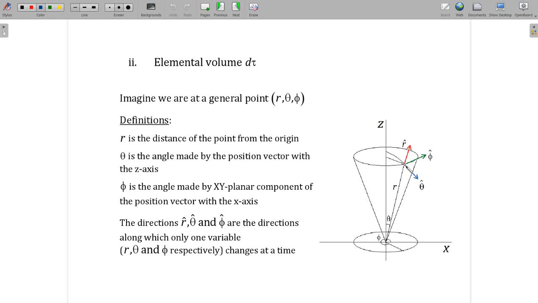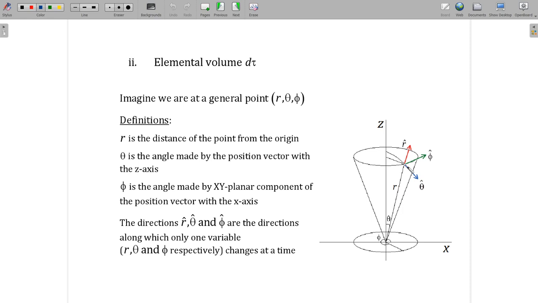Y cap is the direction in which y increases, x and z remain constant, and z cap is the direction in which z increases, but x and y remain constant. So similarly, exactly the same logic applies here. So if I start from this point, in which direction should I move such that my phi increases?